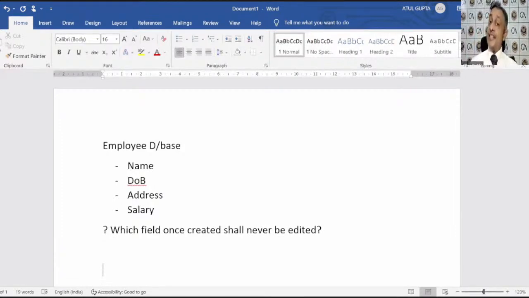Of the 4 fields, the one which can never be edited once created is date of birth. Name also, legally you can change your name. You have to publicly announce, but there is a process of changing a name. So of the 4, there is only 1 field that is never going to be edited, which is date of birth. This control you have to bring into the application based on the nature of the application that is being used.